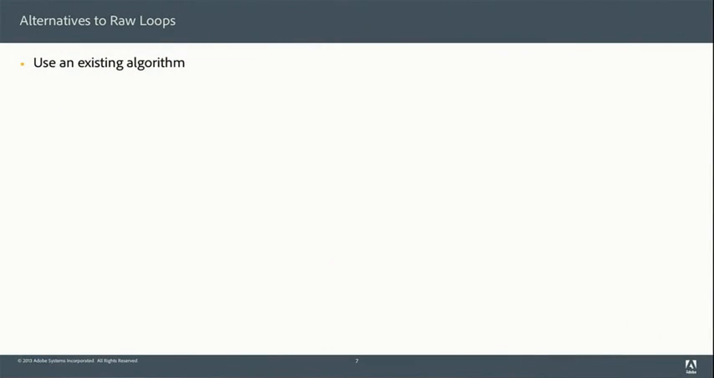So, alternatives to raw loops. Use an existing algorithm, right? We've got a bunch in the STL. Prefer the standard algorithms if they're available. That just makes it easier for the reader of your code to come along and know what you're doing. People know what sort is.